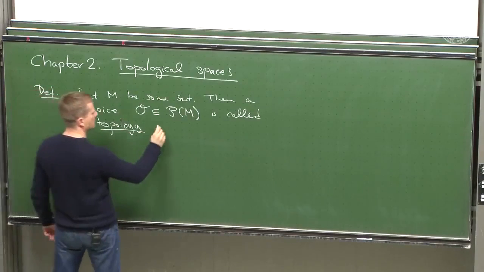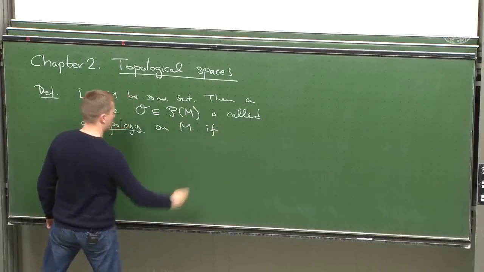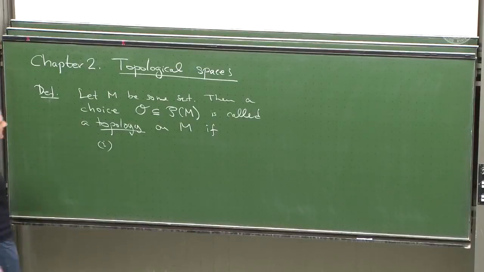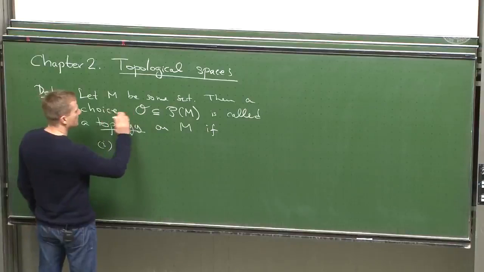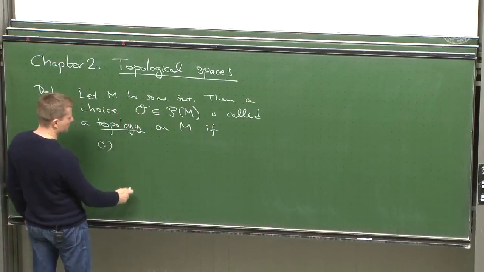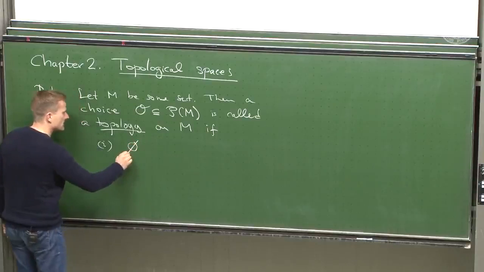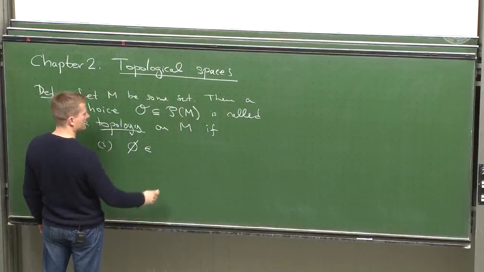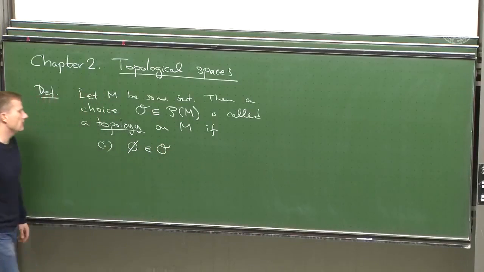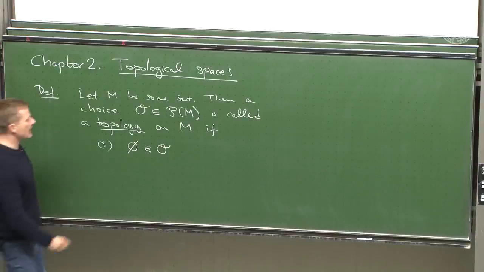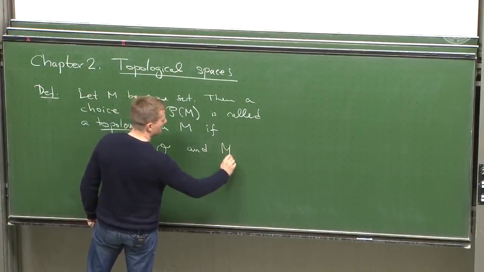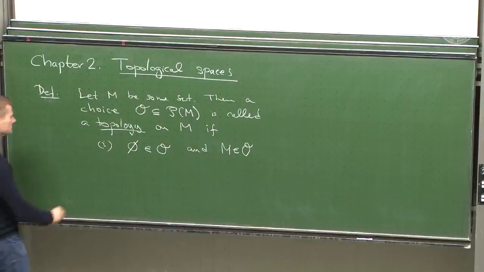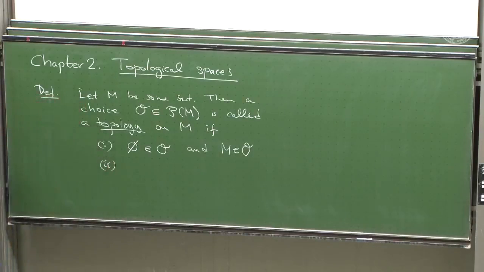if, and now three axioms or three conditions need to be satisfied. The first condition is that you're not entirely free in your choice. That's the idea of these three axioms. One condition is that certainly the empty set, which is an element of the power set of any set, must be in your pick of topology. And likewise, the entire set must also be part of your choice. If you don't do that, you already have no topology chosen.